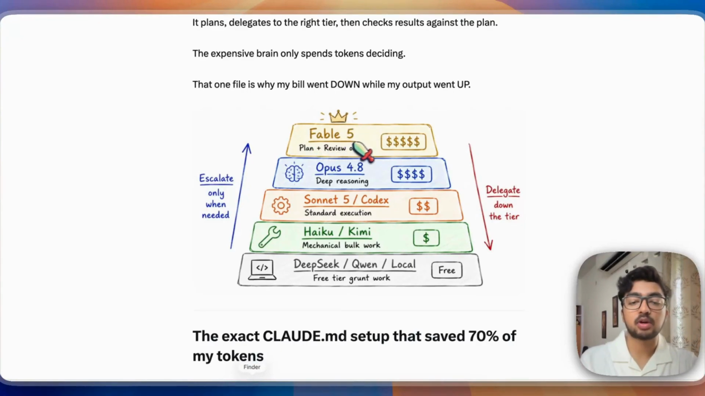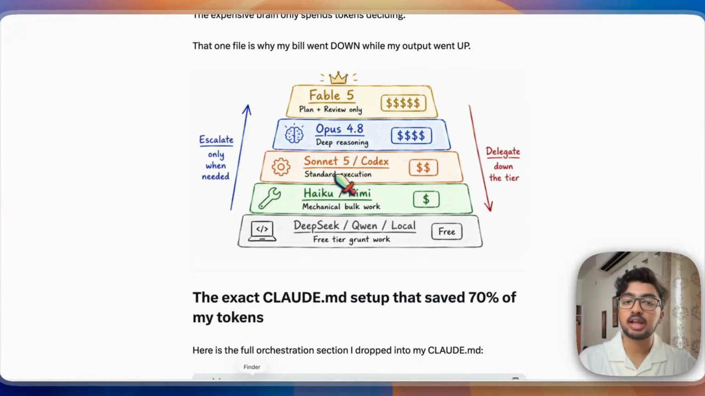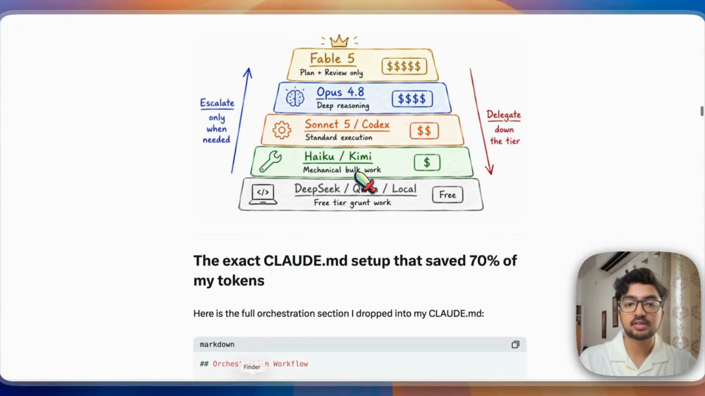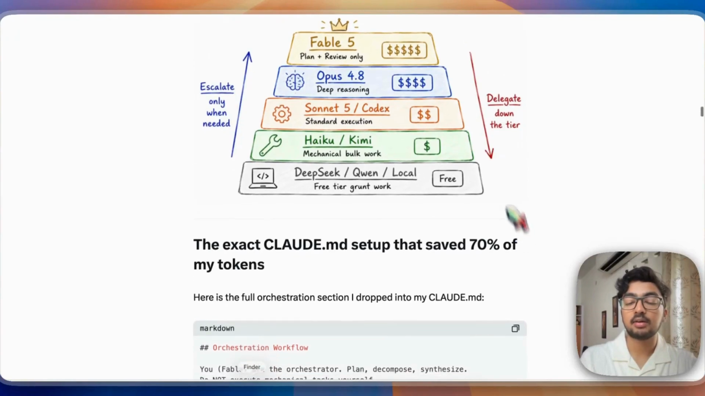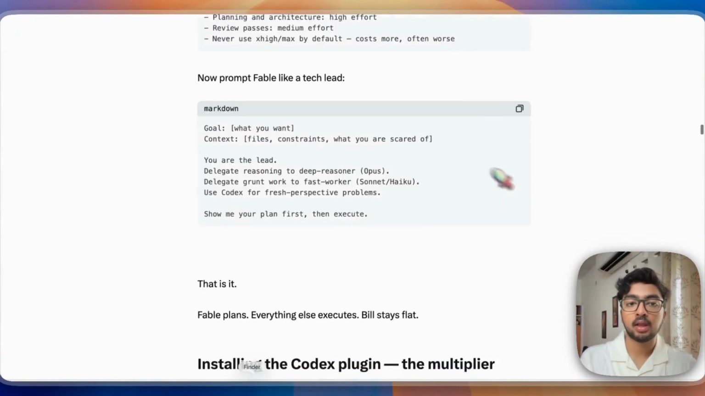Now we'll go with this specific diagram, which tells you everything. It summarizes what we just said, that Fable 5 for plan and review, Opus 4.8 for deep reasoning, standard execution can be done by Sonnet, Codex, right? Haiku and Kimi can do mechanical bulk work, DeepSeek Quen, or local models, which are free tier, can be used for grunt work, right? Escalate only when needed, de-escalate down the tier, delegate down the tier.